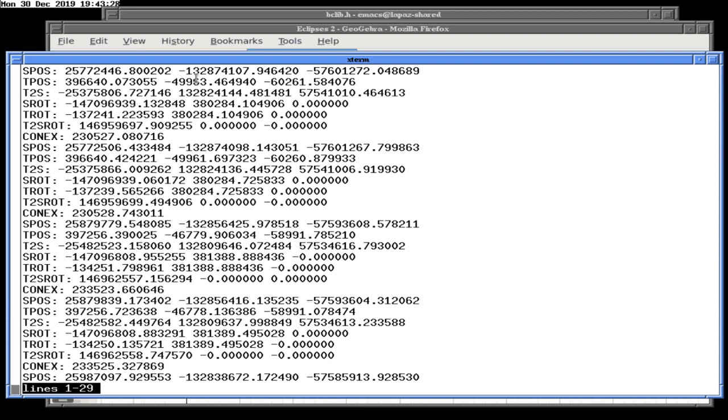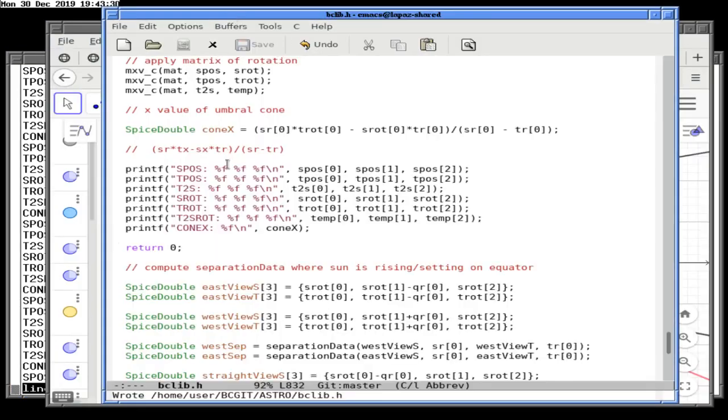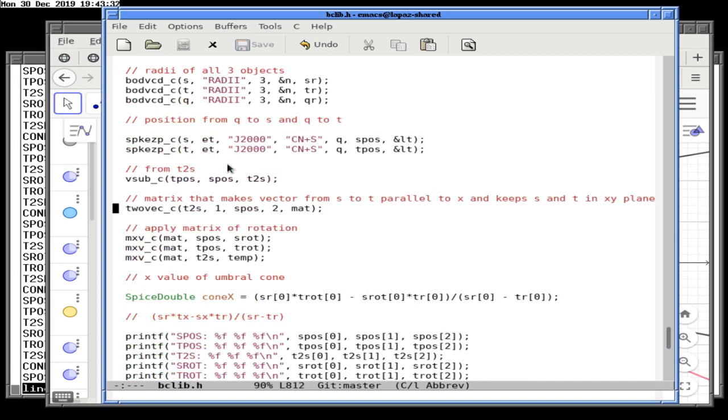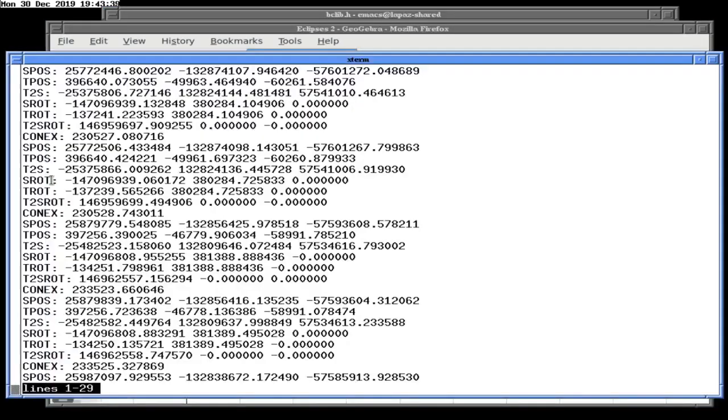And so one thing I thought earlier was the two-vec function that we use up here would make T to S point towards the positive x-axis, and that is the positive x-axis. I was kind of hoping that S rot and T rot would end up in the positive x-axis, which they do not appear to be. We have a positive y value, so do I care about that?